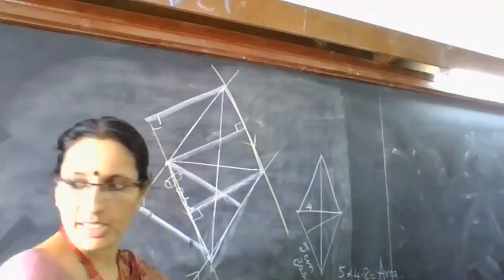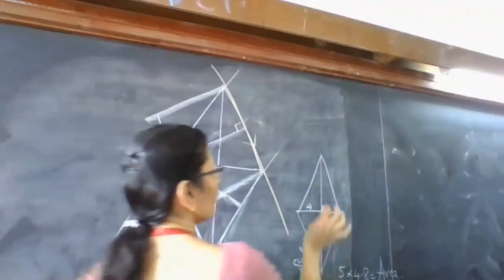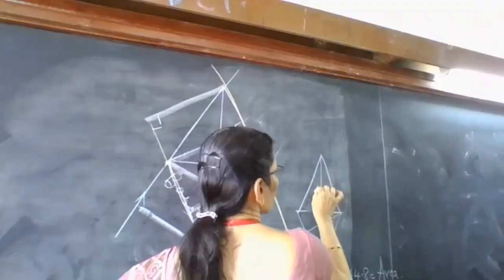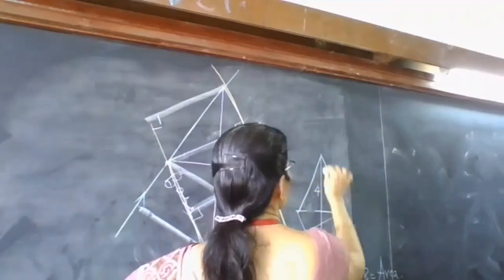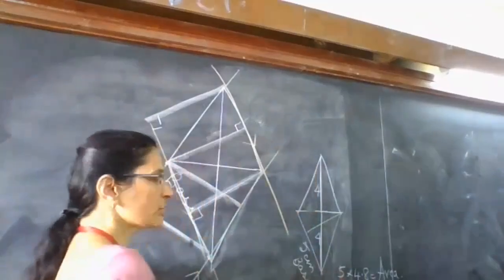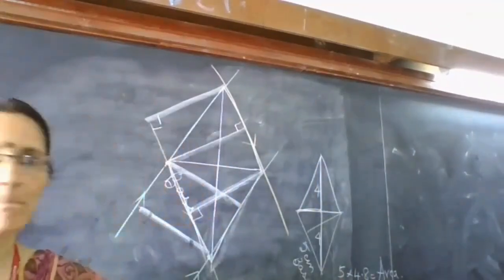4. What is the D value? 8. Diagonal how much? 8. Okay, so I will name this as 4, this as 4. From here to here 4, here to here 4. 8. Correct, no? So can you find out this? This. How?